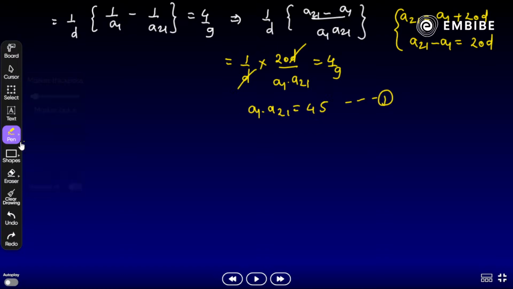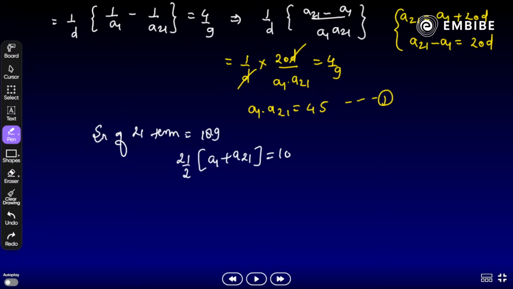Okay, now one more detail is already given here, the sum S21 of 21 terms. It is already given. Yes, that is 189. And how do we represent? n by 2 first term plus last term is equal to 189. Easy. Or we can say that like a1 plus a21 is equal to 18. That is the second equation here. Now we need to solve equation 1 and 2. How do we get the answer? Any idea?